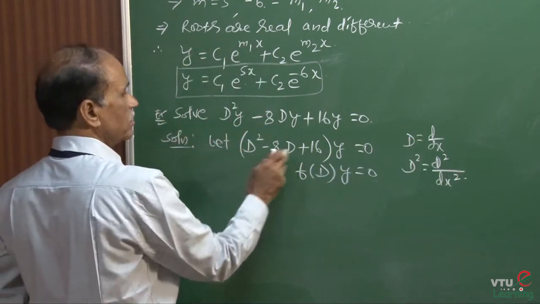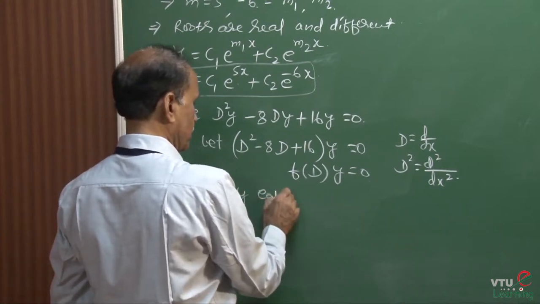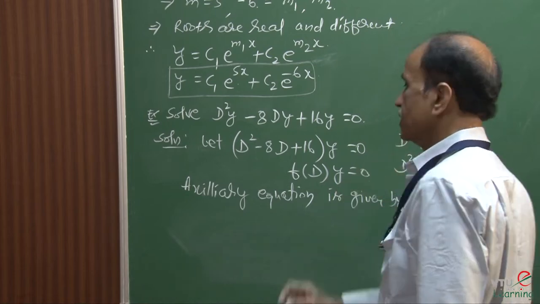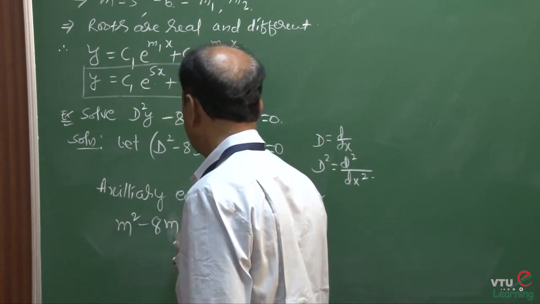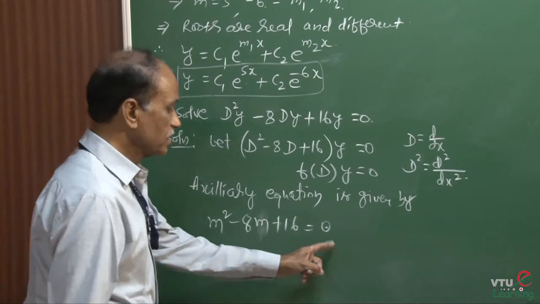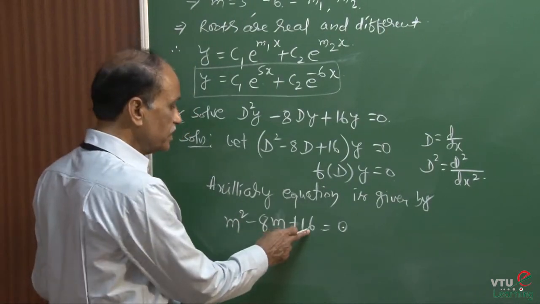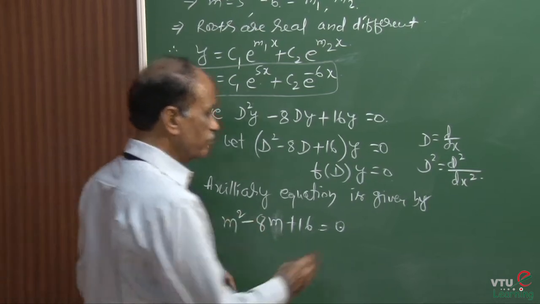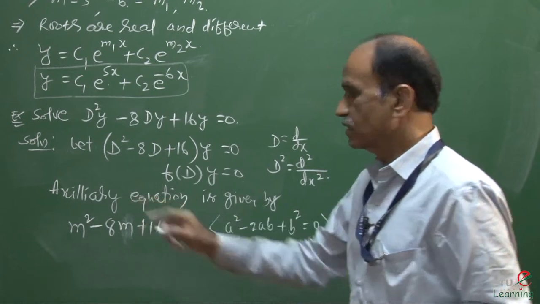Now, what are the factors here for the auxiliary equation? The auxiliary equation is given by m square minus 8m plus 16, that is equal to 0. This is a quadratic equation. How can you write the factors? 16 you can write as 4 square, where 4 into 2 gives us 8. Therefore, with the minus sign, you can compare this like a square minus 2ab plus b square is equal to 0. Exactly it is of that type.